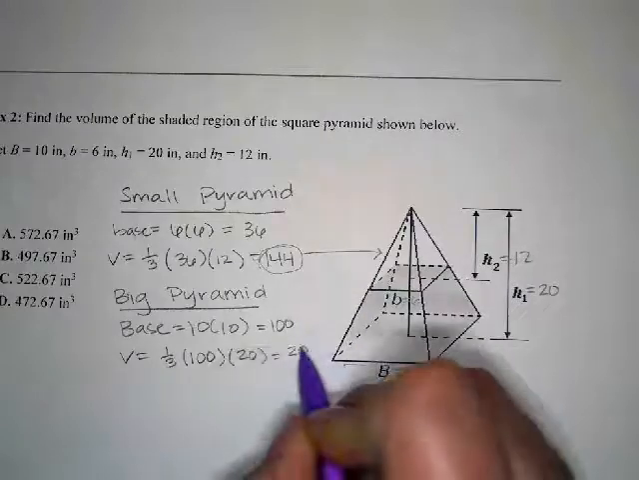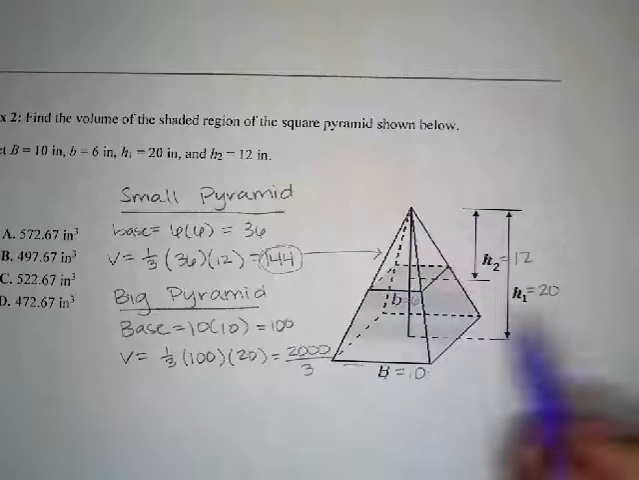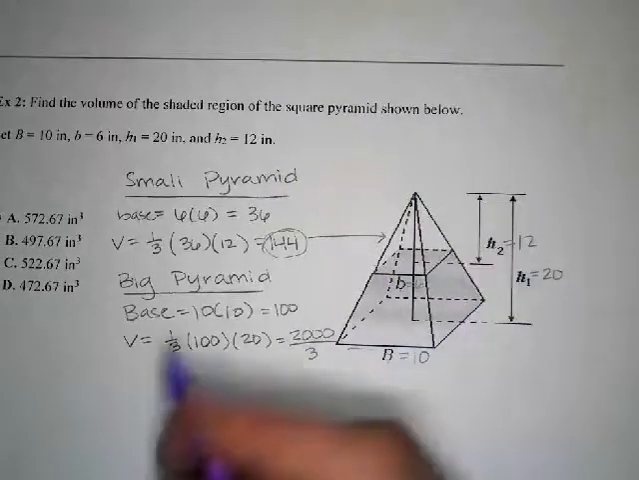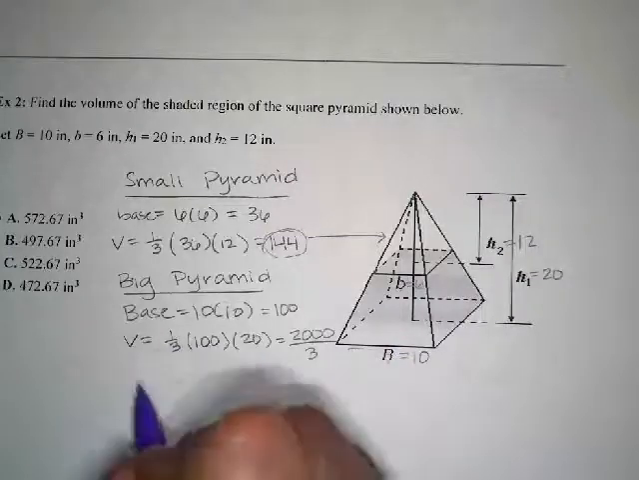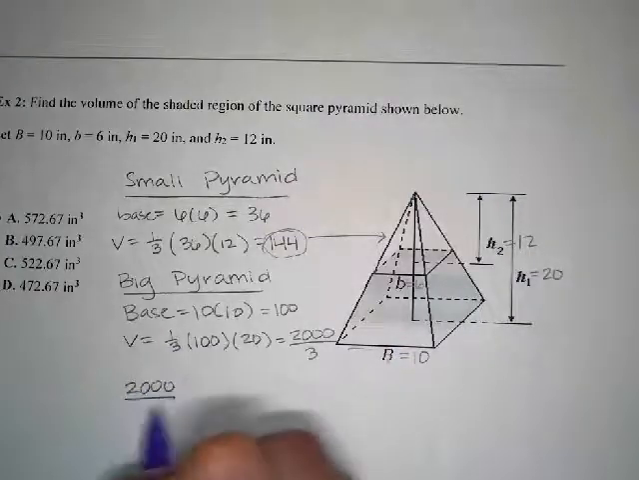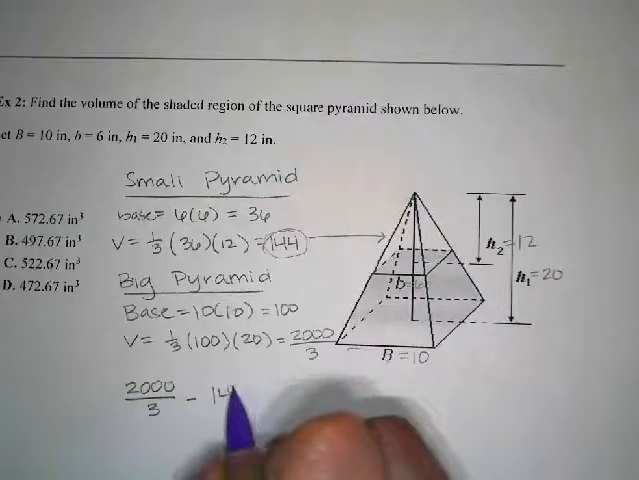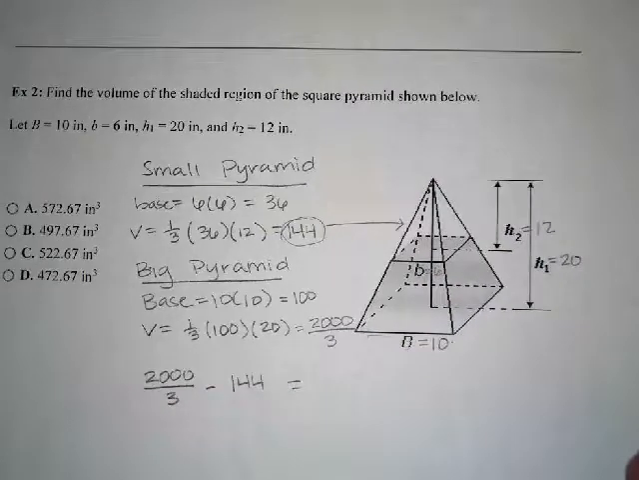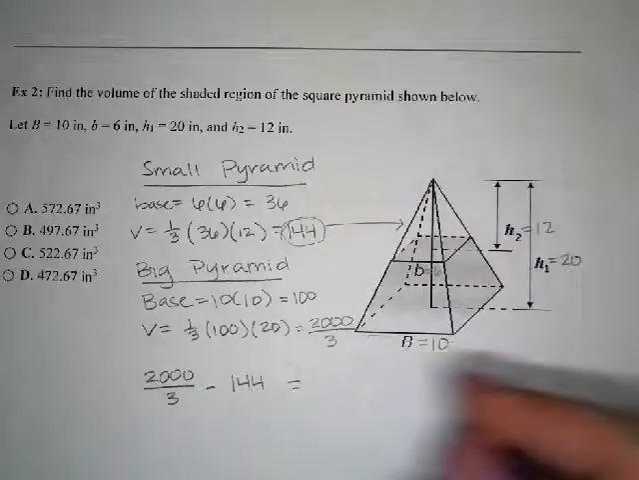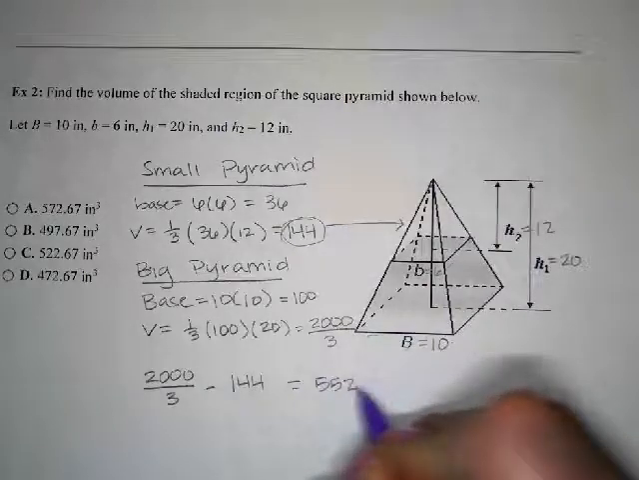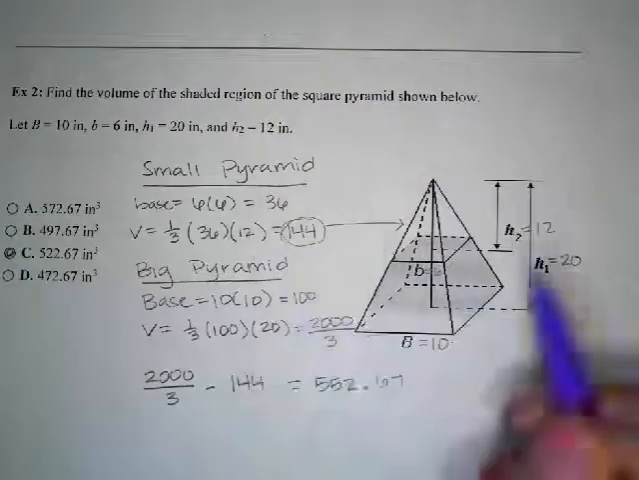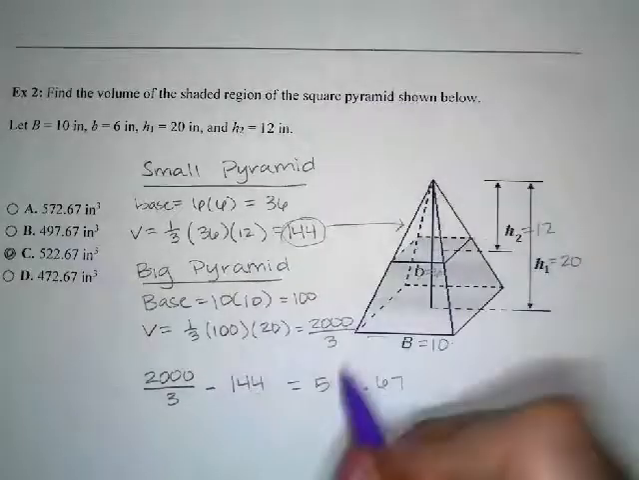If I want to know the shaded part, then I need to subtract them. So the whole pyramid minus the small pyramid, and what does that give me? 522.66666, which would be 522.67 when you round. Thank you. Okay. Perfect.